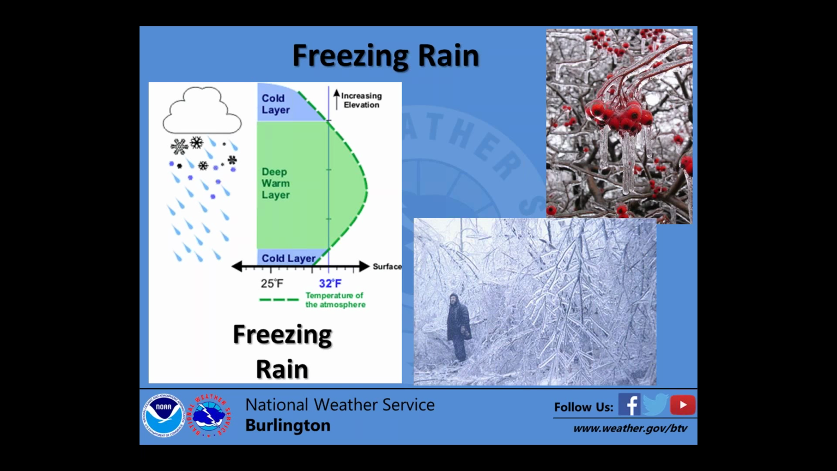So just to reinforce the warm nose for freezing rain, you can see that the sounding or temperature on the left-hand side goes well above freezing for a deep layer and just comes back for a shallow layer, and hence freezing rain.